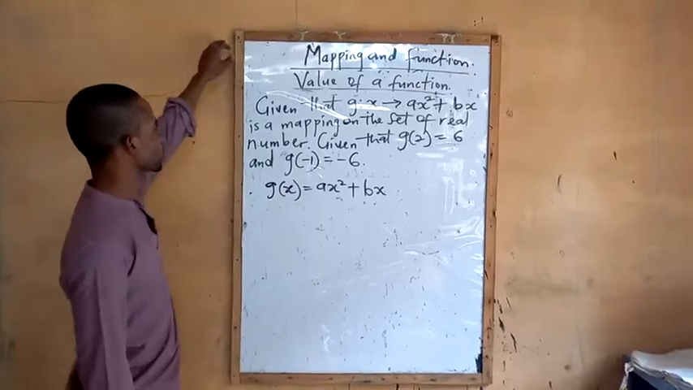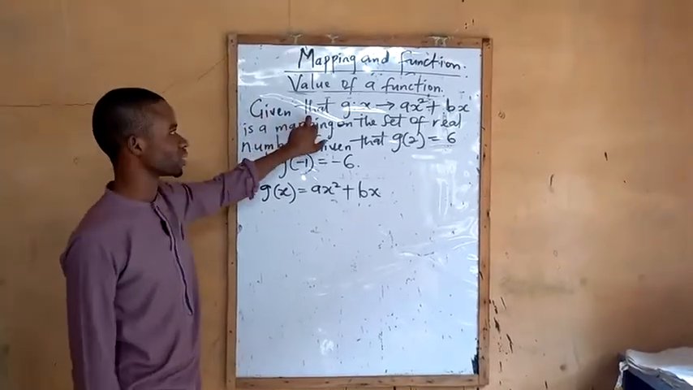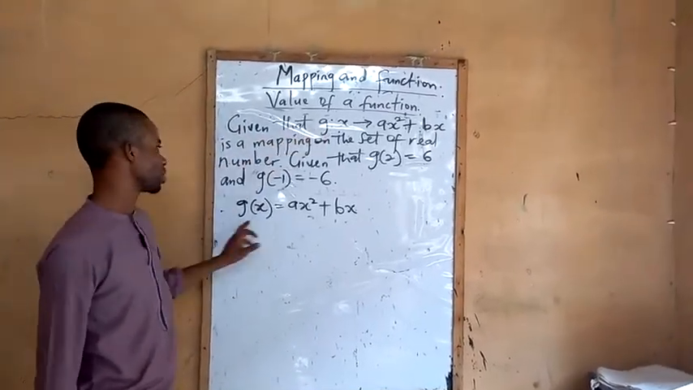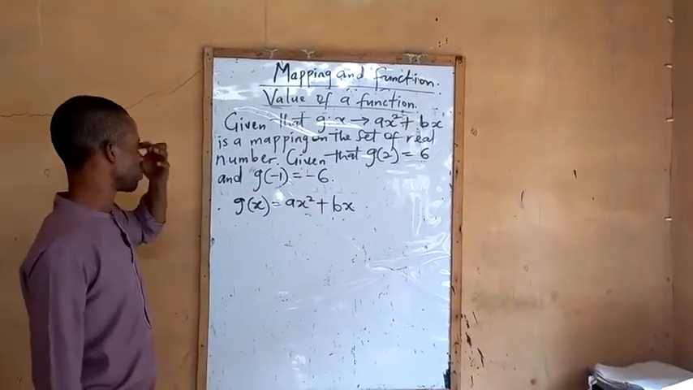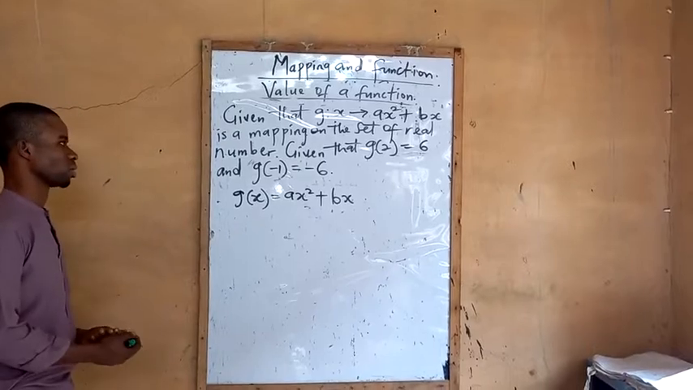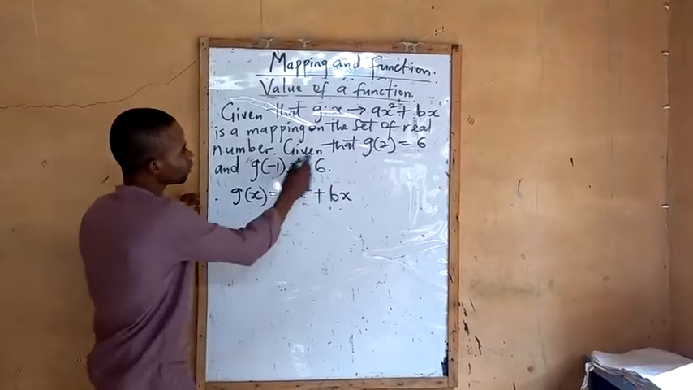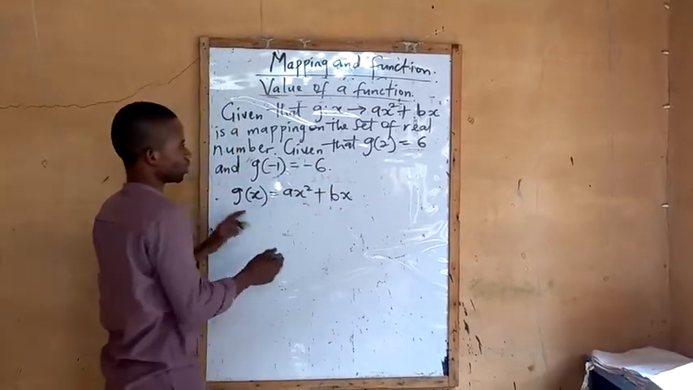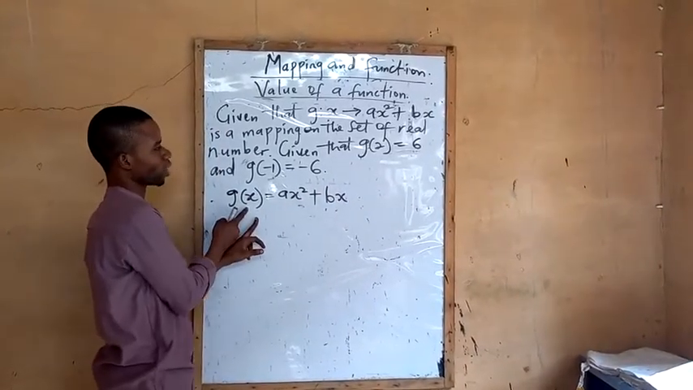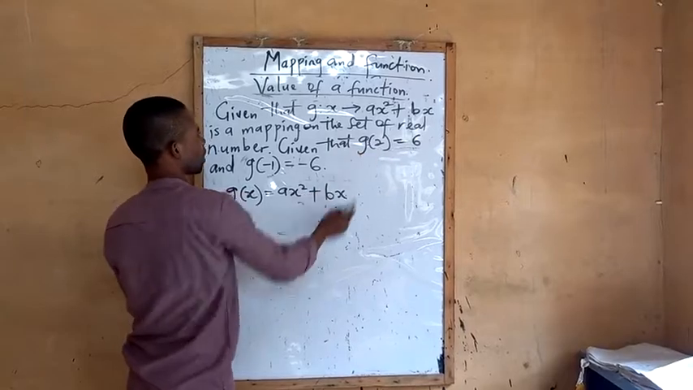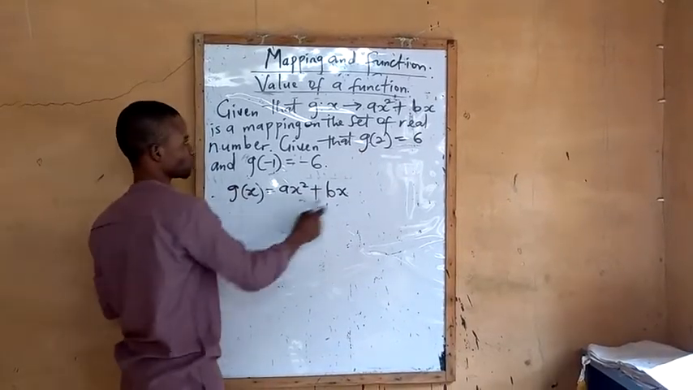For the value of a function here, they said, given that g of x equals ax squared plus bx is a mapping on the set of real numbers. Now say, given that g of 2 equals 6, anywhere I see x, I'll put 2. And everything now equals 6.